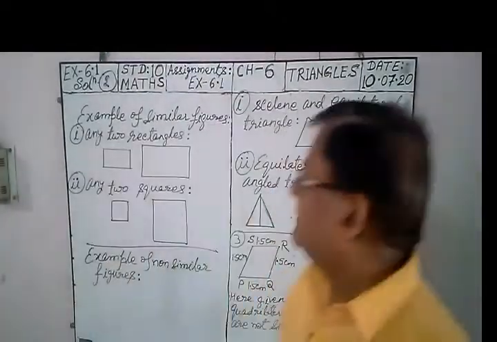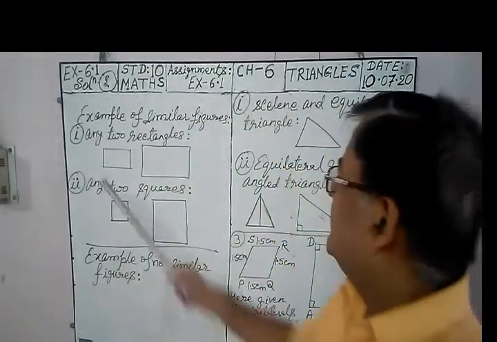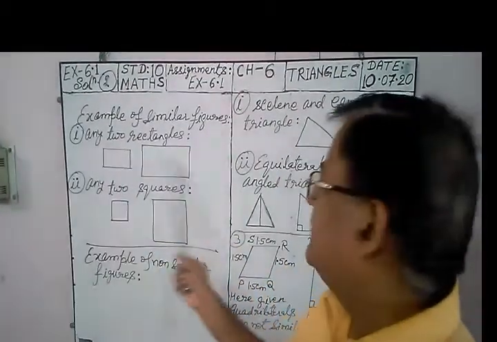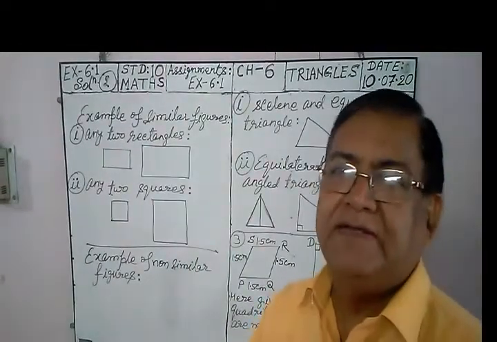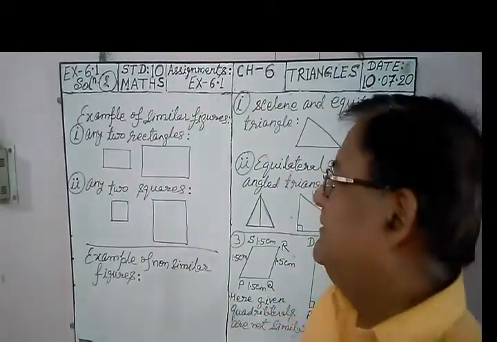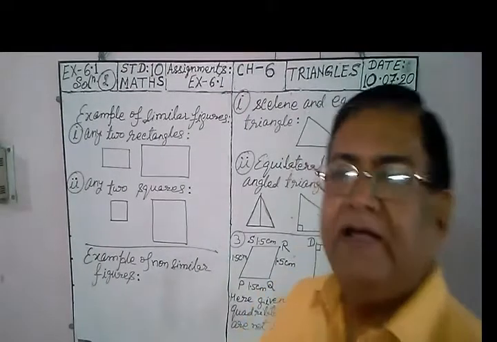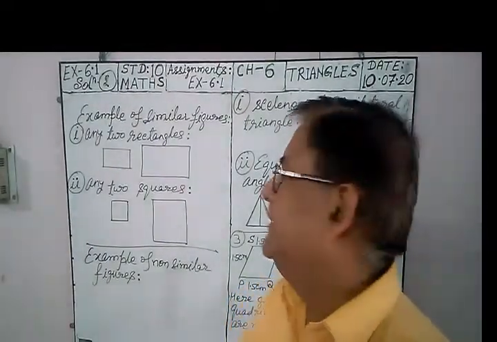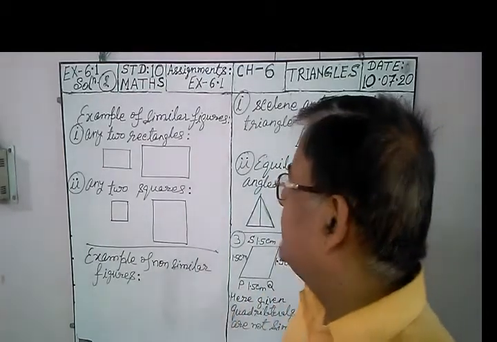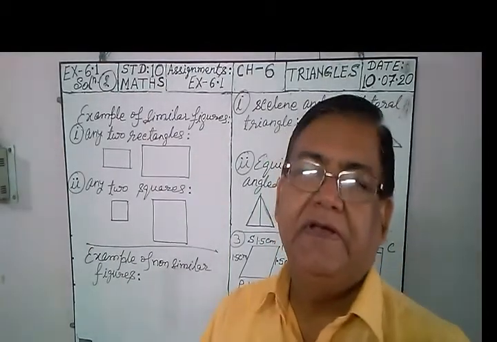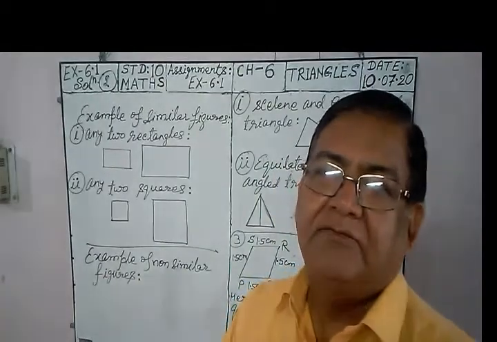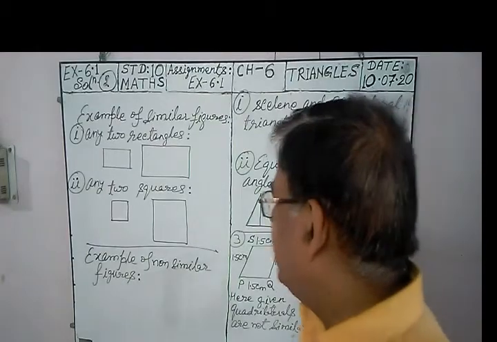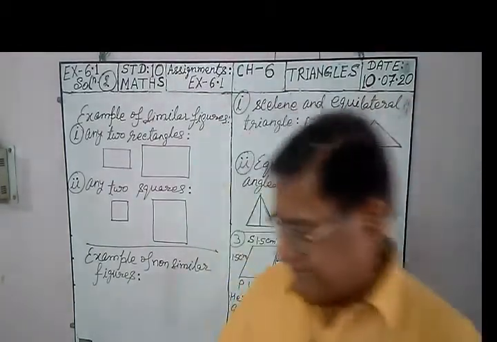So here are the 2 examples. Any 2 rectangles, one smaller and another bigger, but both are similar figures. If you take any number of rectangles, all will be similar. Second example, squares. Squares of any size, all are similar. And coming to the examples of non-similar figures, let us see what they are.